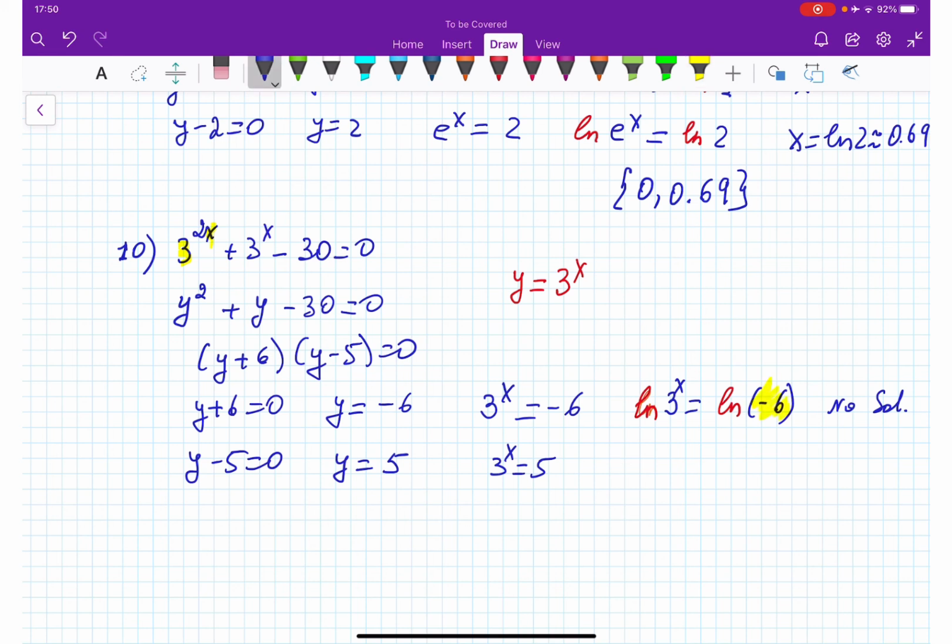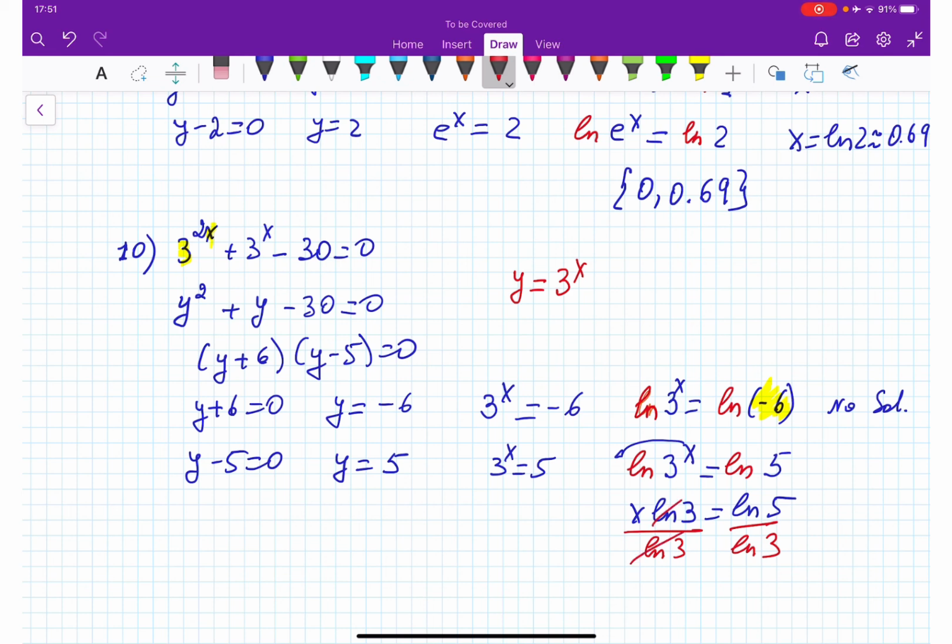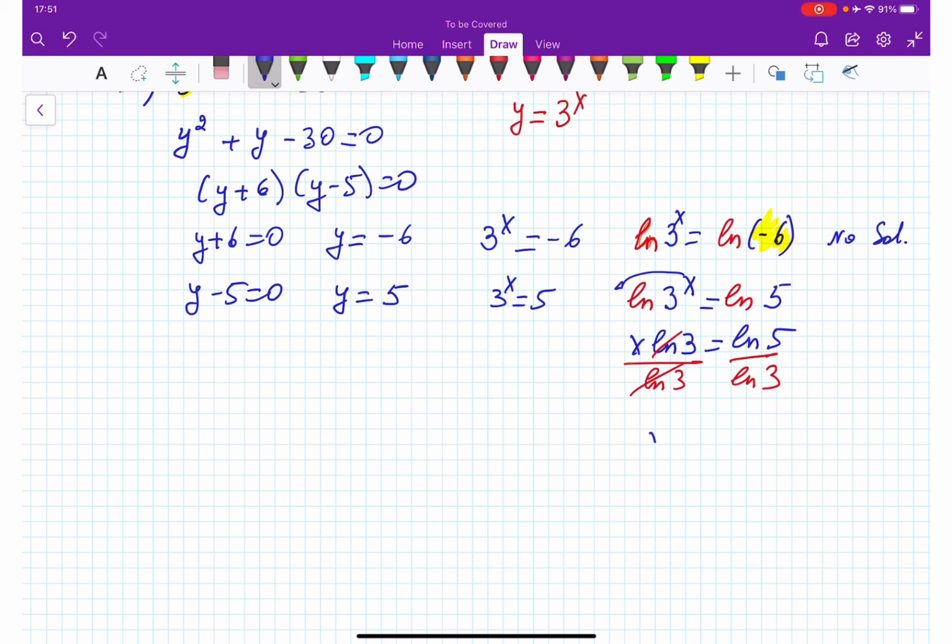So we have only one way. Put natural log here: I have 3 to power x, here I have 5. Okay, so if I solve this, x comes in front as a power, I get x natural log 3 is equal to natural log 5. So to get x by itself, I am dividing by natural log 3. This is gone, and I'm getting the answer, which is going to be x is equal to natural log 5 over natural log 3.